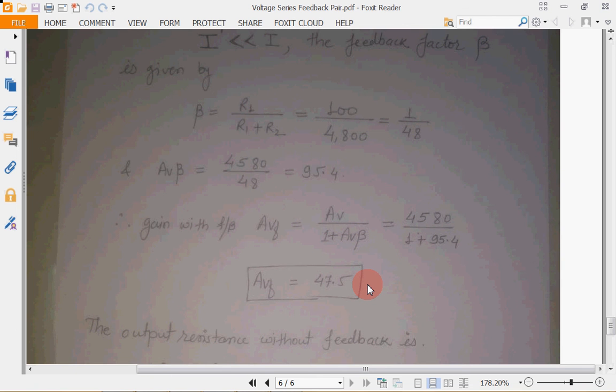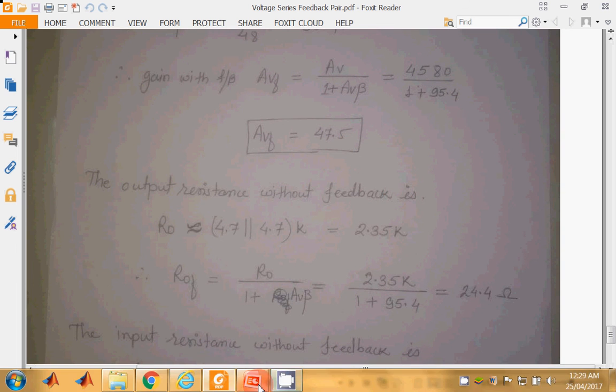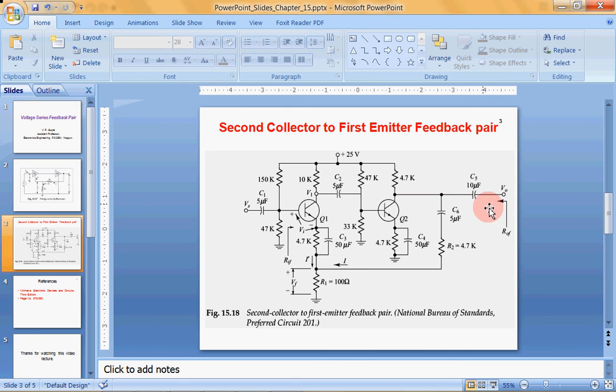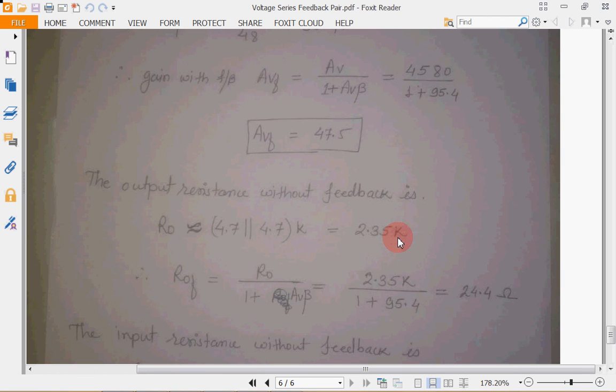The output resistance without feedback is simply, let us once again see the figure, this resistor in parallel with this resistance, 4.7k in parallel with 4.7k. So it will be 2.35 kilo ohm, and we know that the output resistance with feedback is given by RO upon 1 plus AV beta. So you just put those values here, and therefore ROF is equal to 24.4 ohm. So the negative feedback has reduced the output resistance, right?